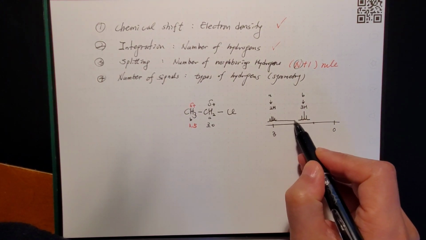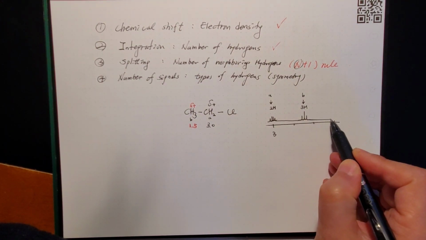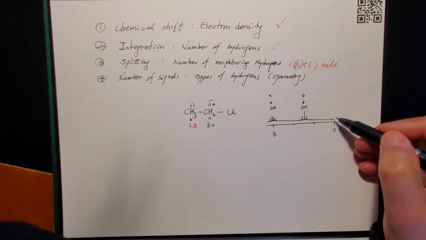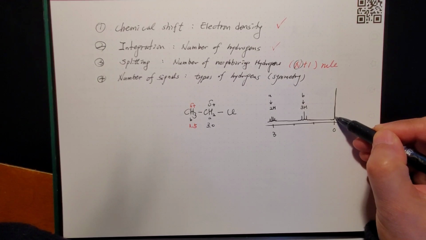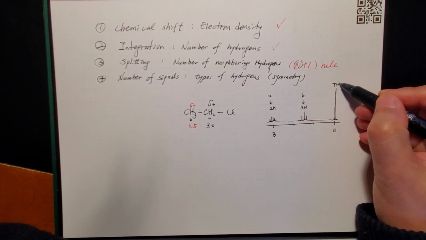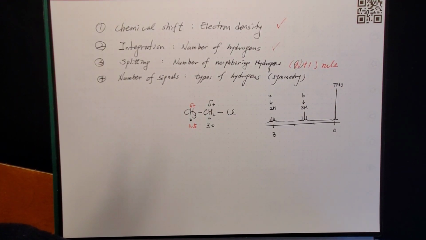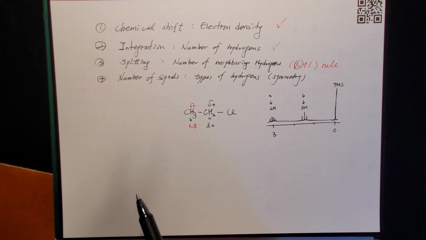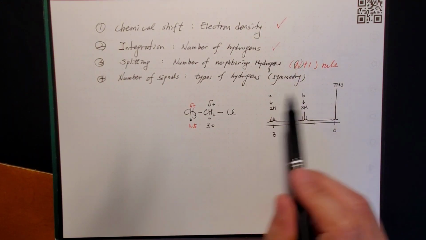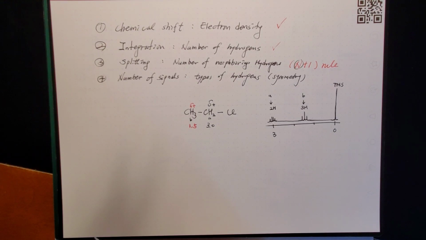So those 2 signals, and nowadays we don't use TMS anymore, but here you may see TMS. So we got the splitting pattern and integration, as well as the chemical shift. You are able to draw out the NMR.